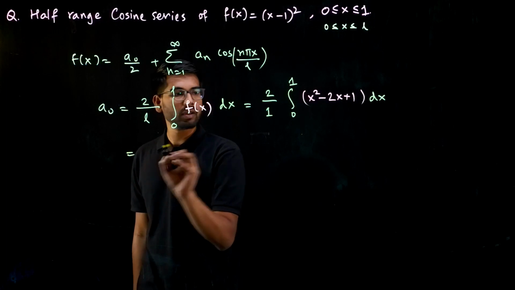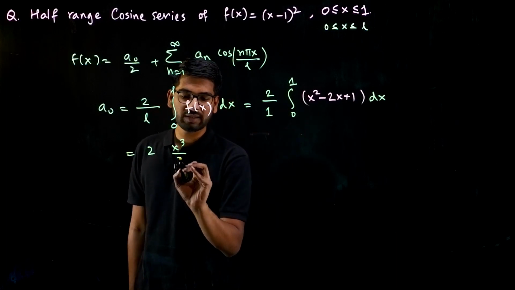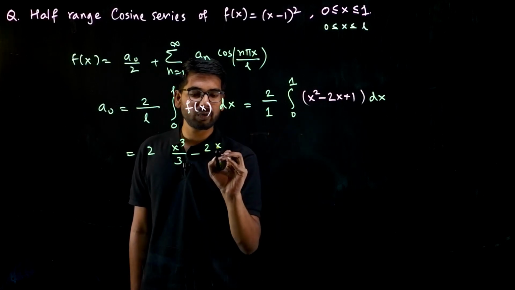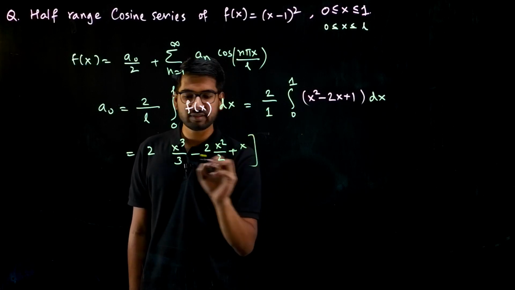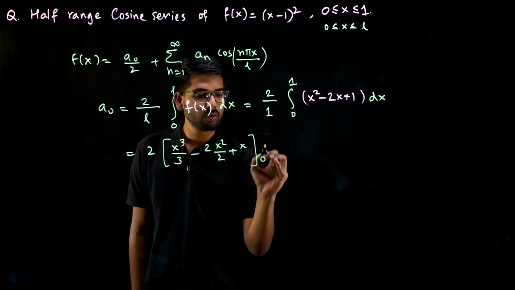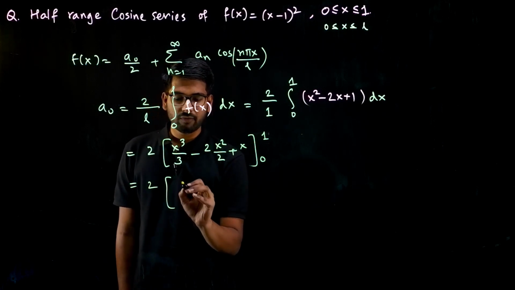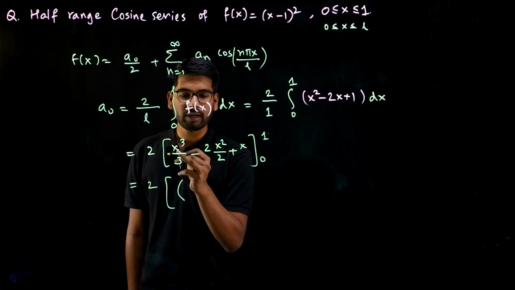So what will I get? 2 by 1 is 2. Integration of x square is x cube by 3 minus 2 into integration of x is x square by 2 plus integration of 1 is x. So this is from 0 to 1. So what will you get? 2 as it is. First we will substitute the upper limit in place of x.